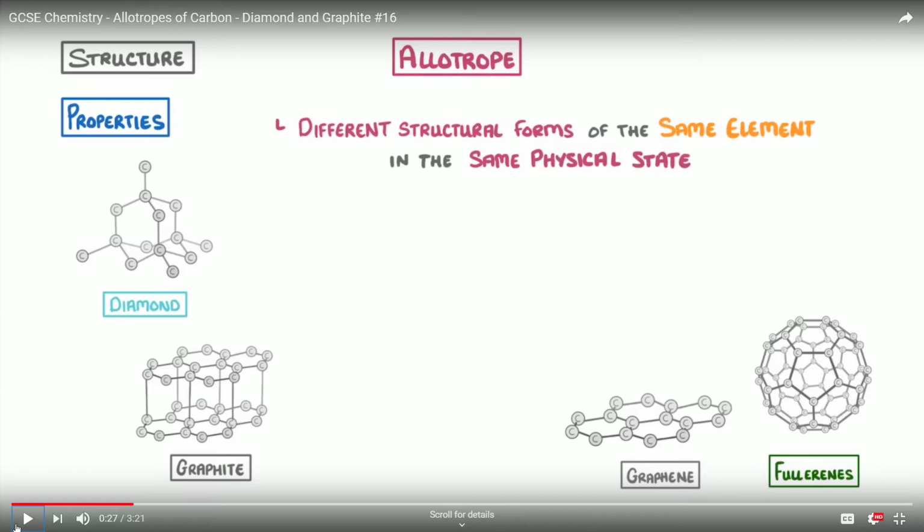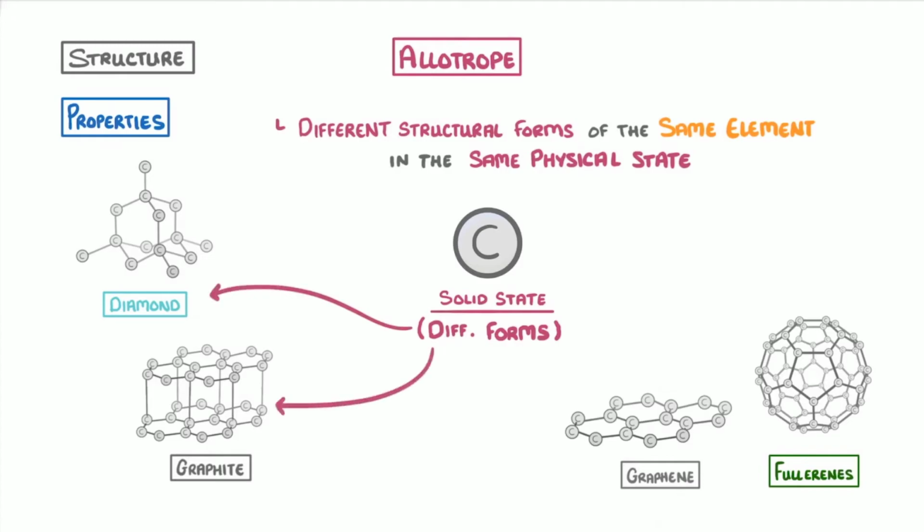So, for example, diamond, graphite, and fullerene are allotropes of carbon. Allotrope means different structural forms of the same element. Okay? So if we consider carbon in the solid state, it can take lots of different forms, like diamond, graphite, or fullerenes. So these are all different allotropes of carbon.